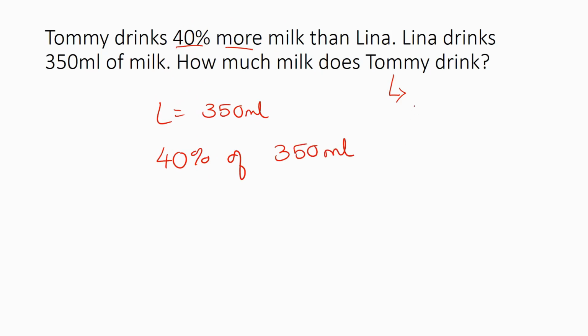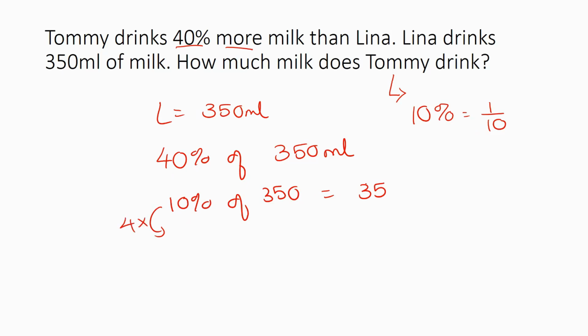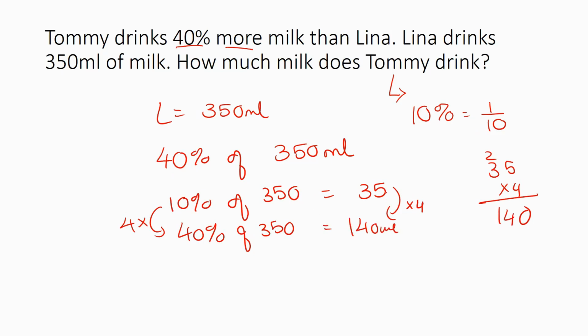Just to remind you, if you want to find 10% of something, you divide it by 10. So in order to find 10% of 350, we divide by 10, so that equals 35. And then we times it by 4 because we want 40%. So that will give us 40% of 350. Let's do a quick multiplication here. 35 times 4: 5 times 4 is 20, 3 times 4 is 12, 12 plus 2 is 14. So that's 140 ml.